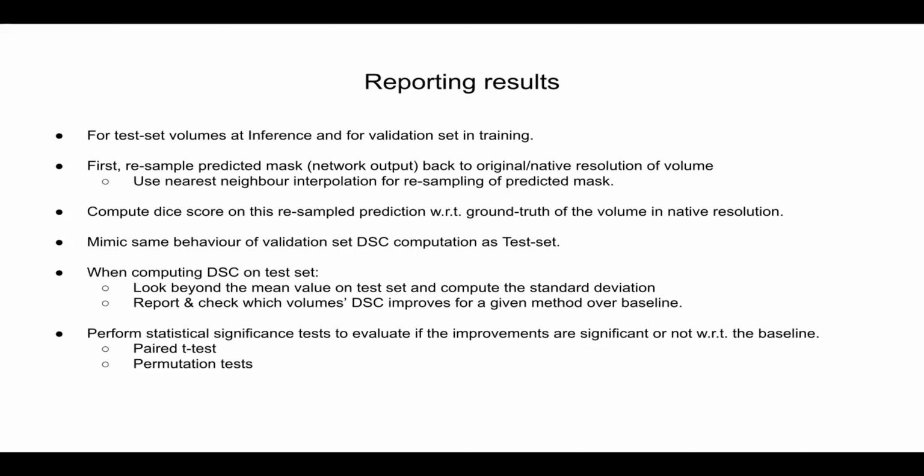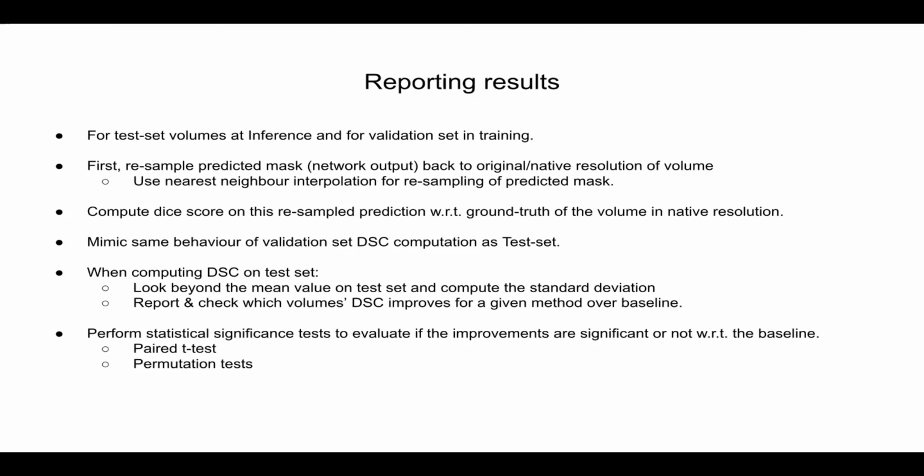And we want to mimic the same behavior on the validation set that we are doing on the test set. Since this helps in selecting the model which we will use for evaluation, it's always best that we have the same behavior in how we compute or track this dice score on both the validation and test sets. And once you compute this dice score on the test set, it's always important to look beyond the mean values. One way to do this is to also compute the standard deviation.